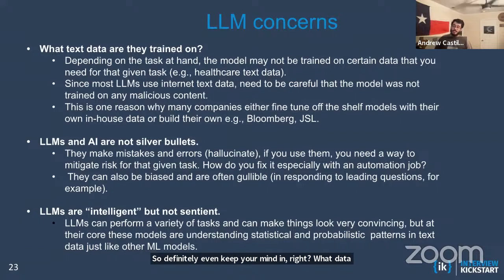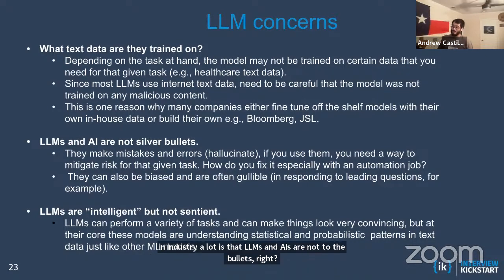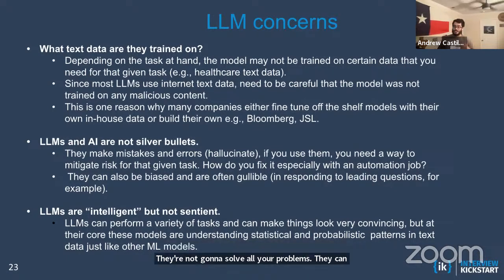Another big thing you see in industry a lot is that LLMs and AIs are not silver bullets, right? They're not going to solve all your problems. They can hallucinate. They can be gullible. You can lead them on with responses. They're not going to be an end-all, be-all. And you have to have a way to measure risk. That's always a big thing.